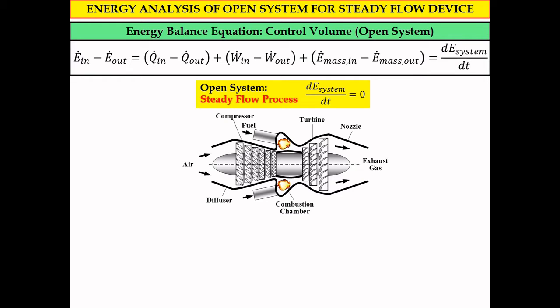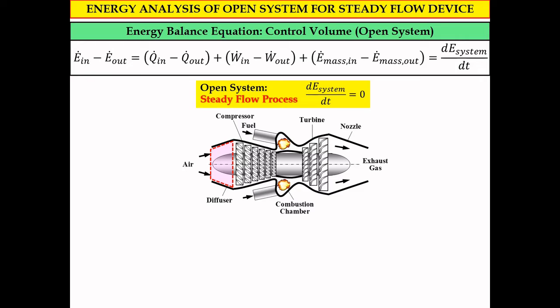There are many examples of open systems where we need to implement the energy balance equation. For example, in thermodynamics 1, we will consider these devices as steady flow devices. In the schematic diagram, we have a simple cross-section drawing of a gas turbine engine. In that engine, there are many components involved.